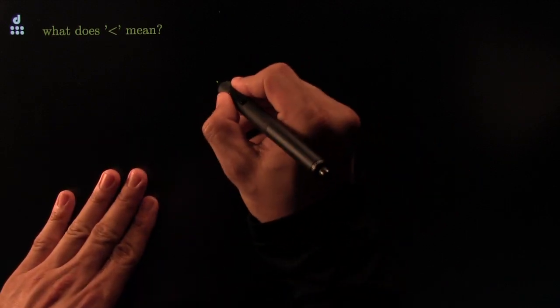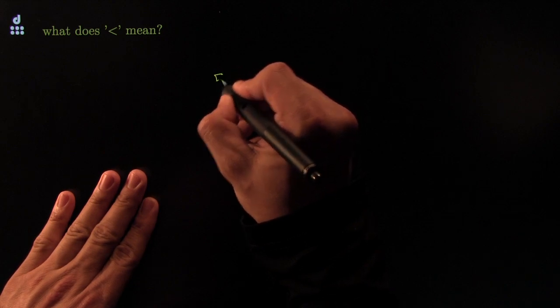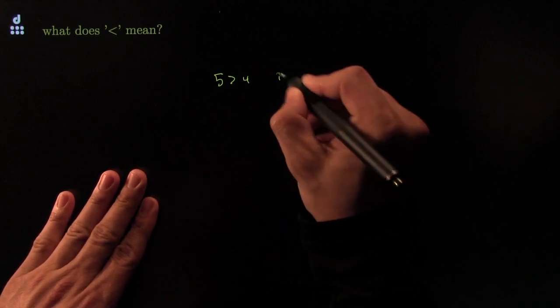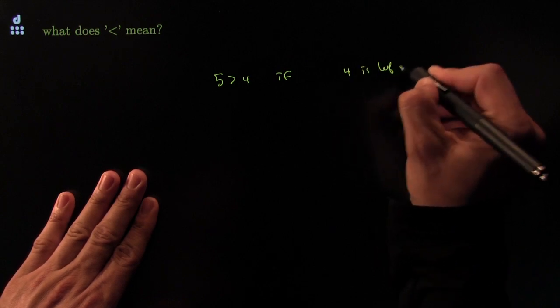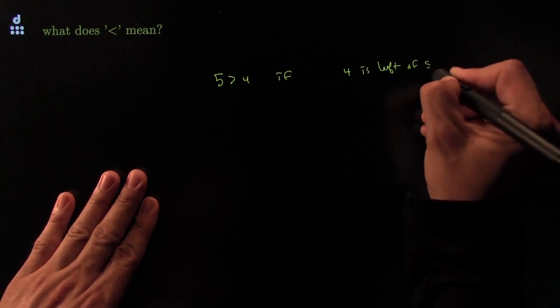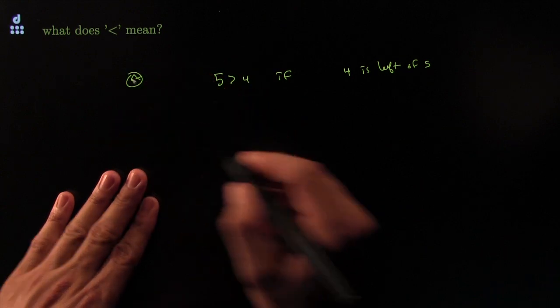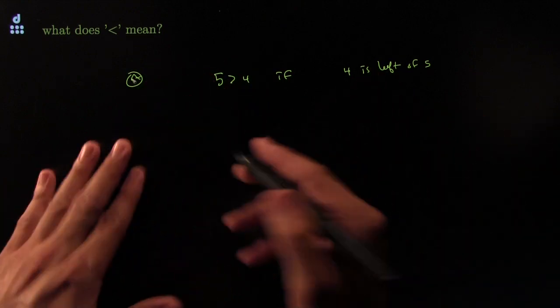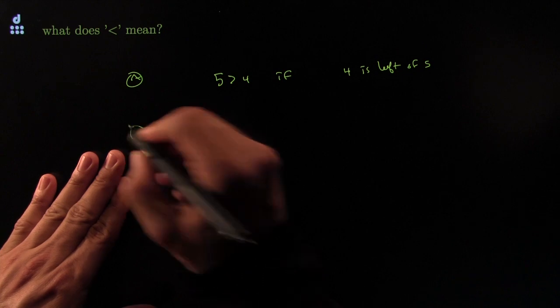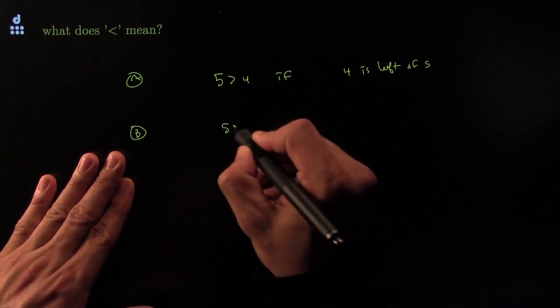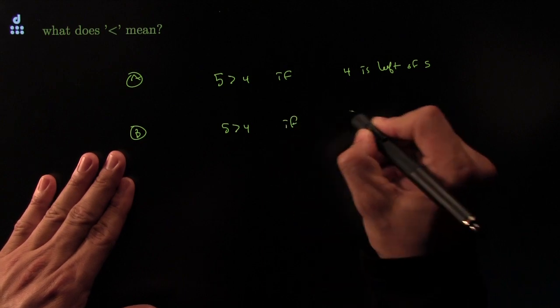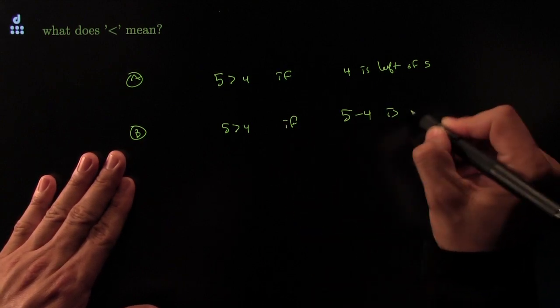So let's look at some of the other ones. We say that 5 is greater than 4 if 4 is left of 5. That would be one way to look at it. On the number line, you just figure out which one is left of who. But a more professional way would be to say that 5 is bigger than 4 if 5 minus 4 is positive.